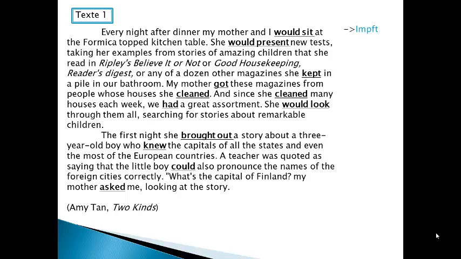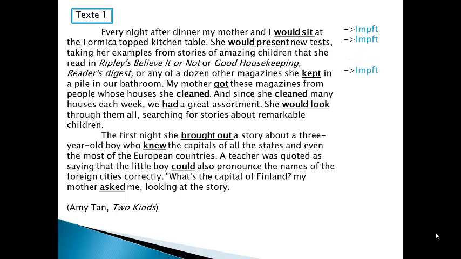She would present new tests. It's something that happened several times, imparfait. Taking her examples from stories of amazing children that she read in Ripley's Believe It or Not or Good Housekeeping, Reader's Digest or any of a dozen other magazines she kept in a pile in our bathroom. Did she keep it once or was it a habit? It was a habit. Then we use imparfait.